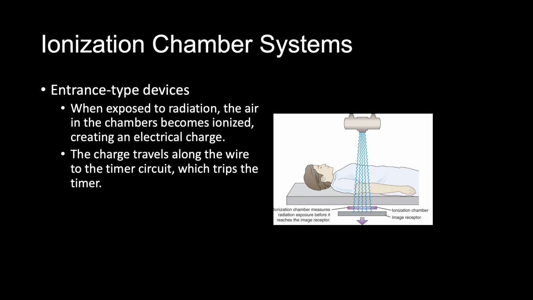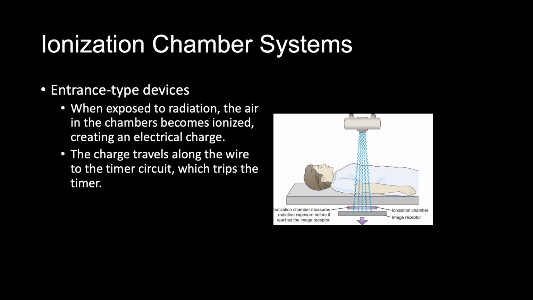So there's a difference between the phototimers and the ionization chamber system. So the phototimer, it did not turn off the radiation until after it already hit the image receptor. With the ionization chamber system, after the radiation exits the patient, it hits the ionization chamber and the exposure is terminated before hitting the image receptor.